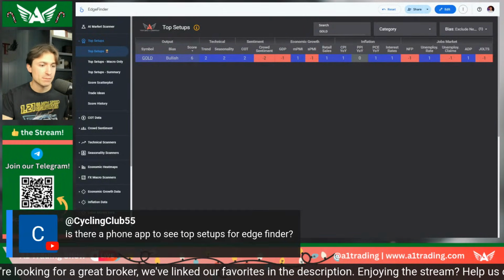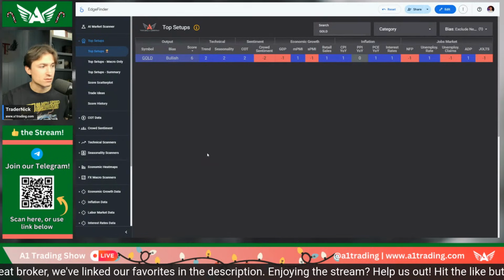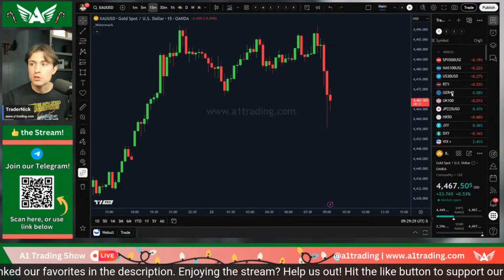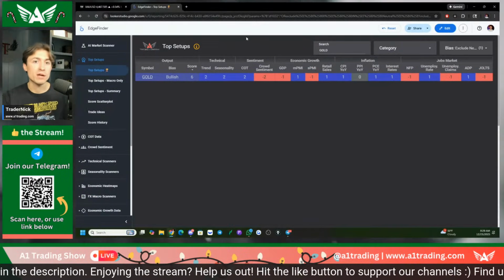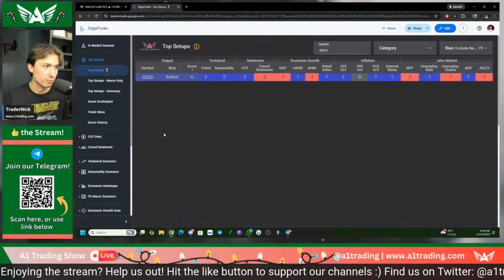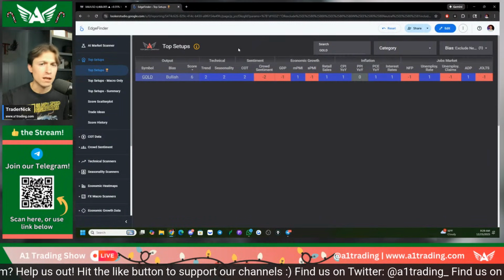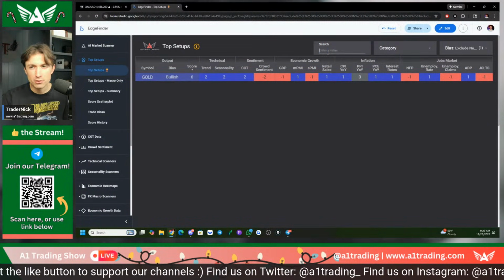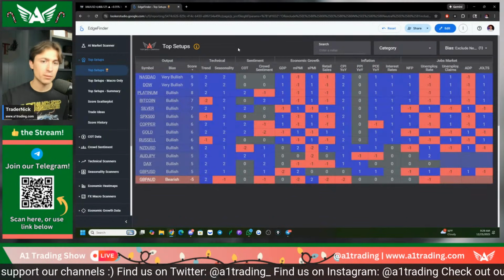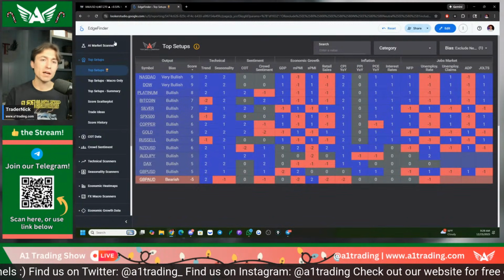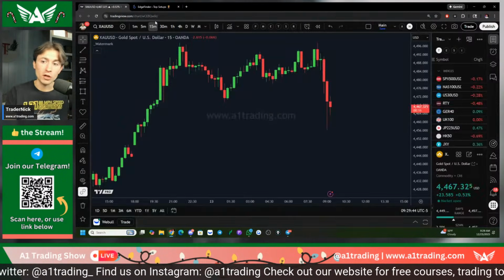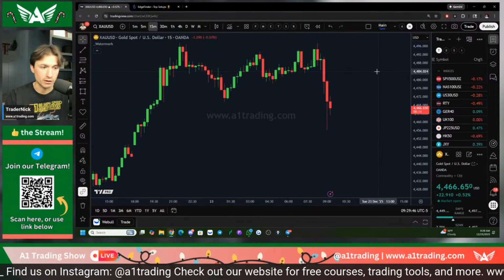Is there a phone app to see top setups for Edgefinder? Yes. Well, it's not on an app, but you can pull it up. This is a browser-based product, so you can pull it up on your phone. And a lot of people do that. I don't personally love doing stuff on my phone. I'm much more of a desktop person, but I understand some people are on the go. So yes, you can pull up Edgefinder on your phone.